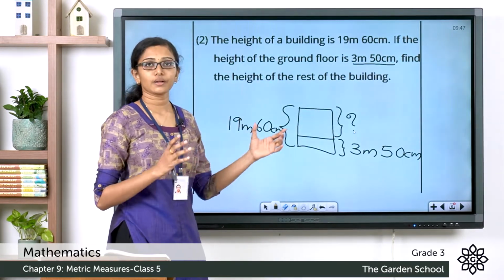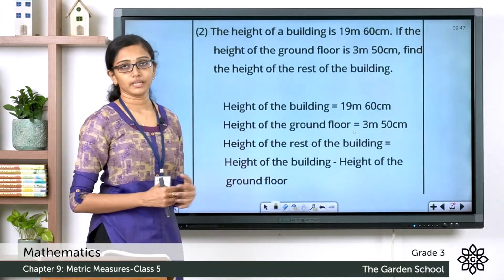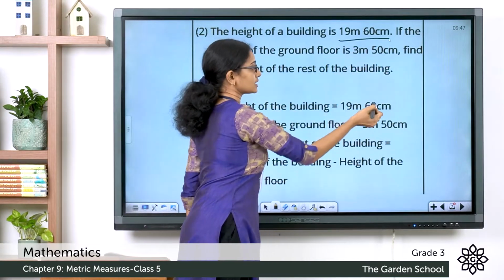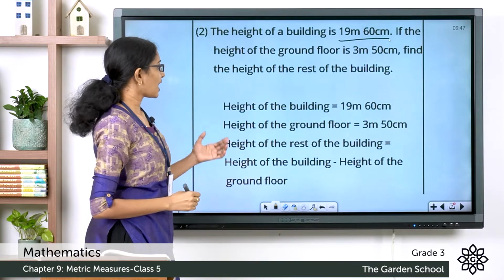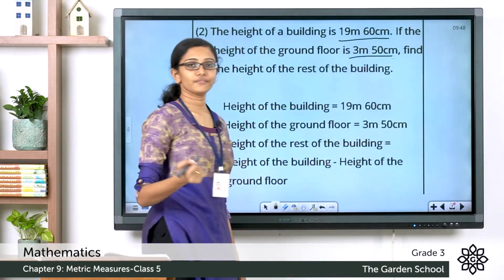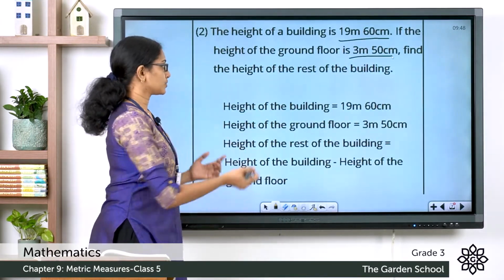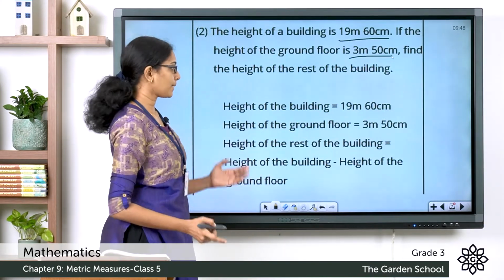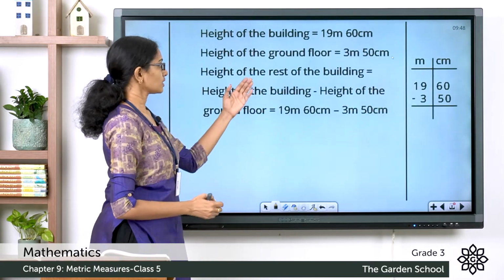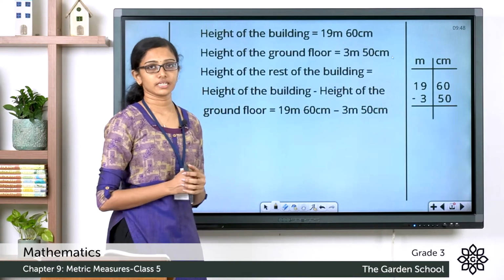So let's first write the steps from the data given in the question. Height of the whole building is equal to 19 meter 60 centimeter. Now height of the ground floor alone is equal to 3 meter 50 centimeter. Now height of the rest of the building will be equal to the total height of the building minus height of the ground floor, which is equal to 19 meter 60 centimeter minus 3 meter 50 centimeter.